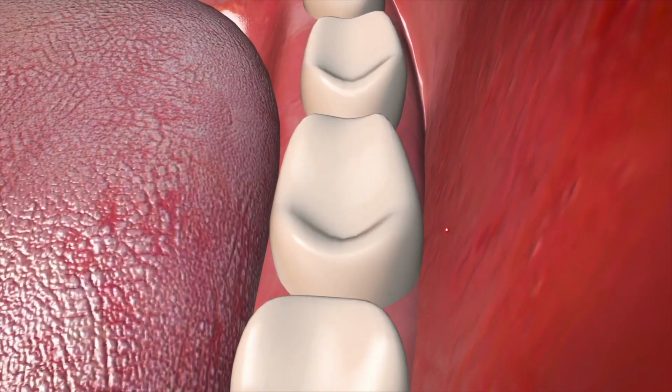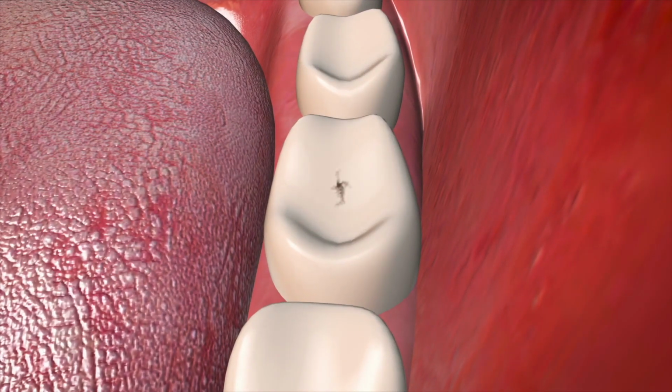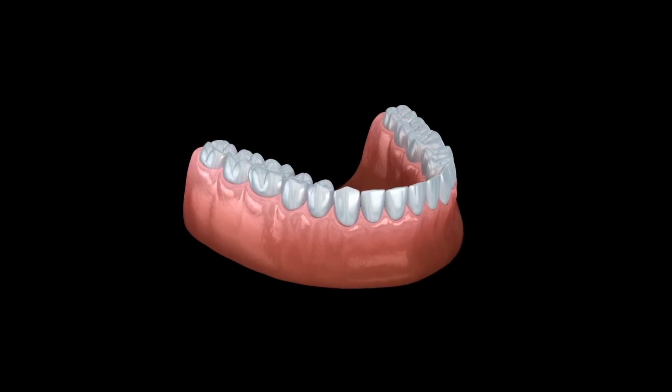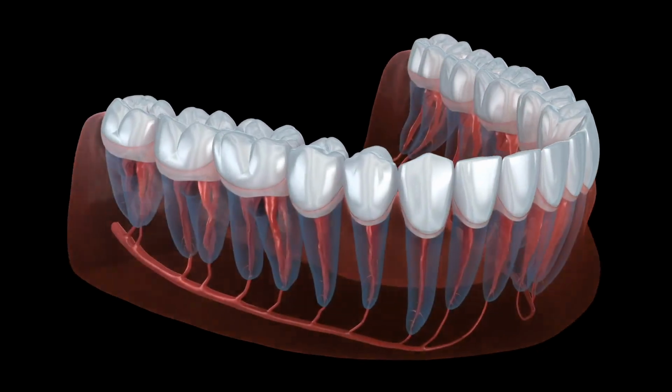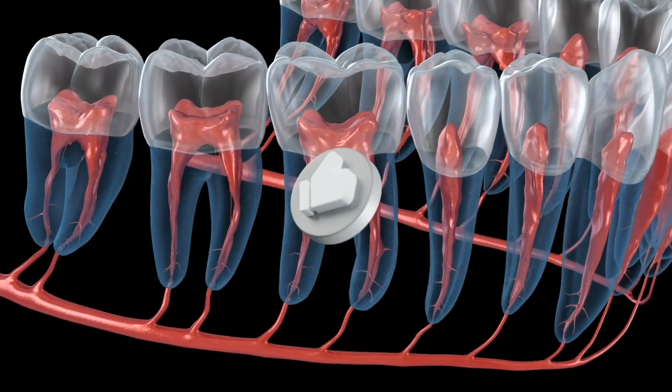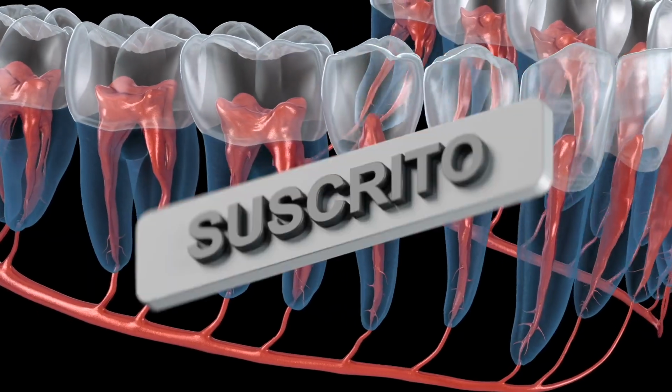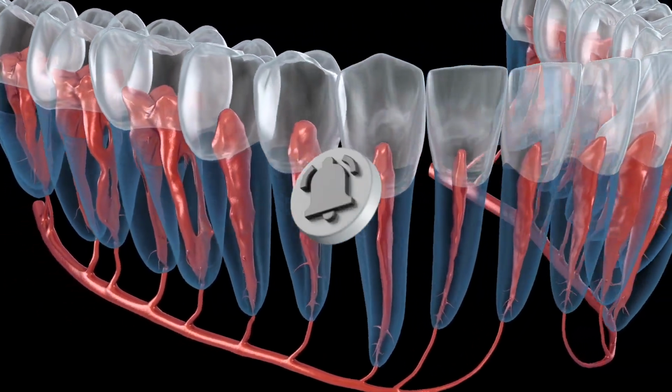Caries begins when bacteria in dental plaque produce acids that gradually erode the enamel, forming small holes in the tooth. If left untreated, this decay can spread deeper, causing pain, infection, and even tooth loss. Early detection and treatment are essential for maintaining long-term oral health.